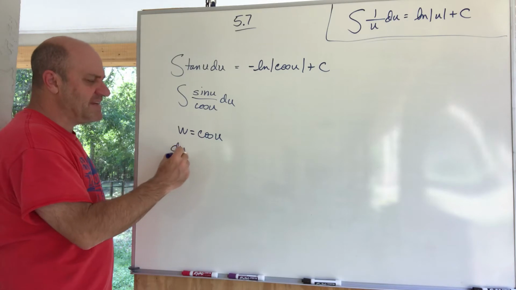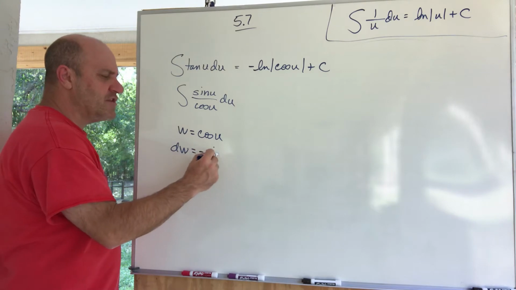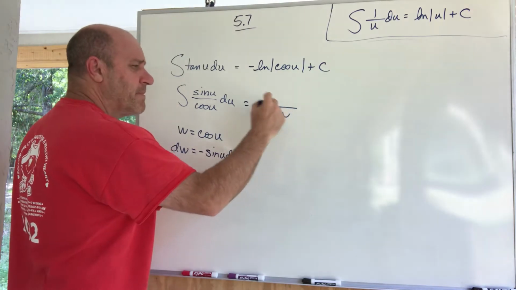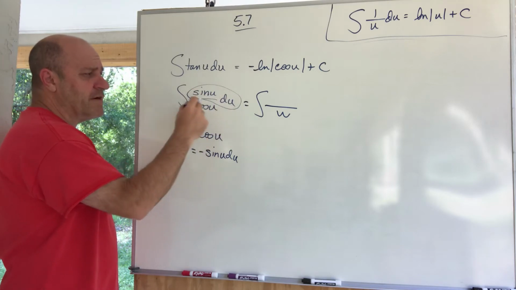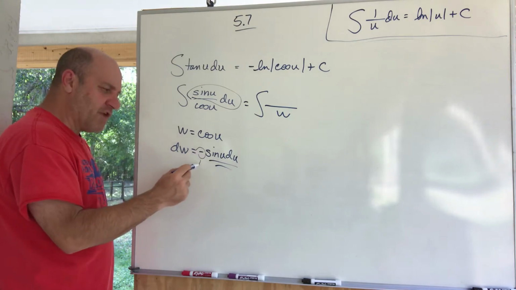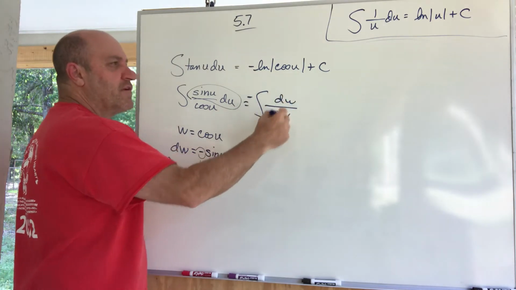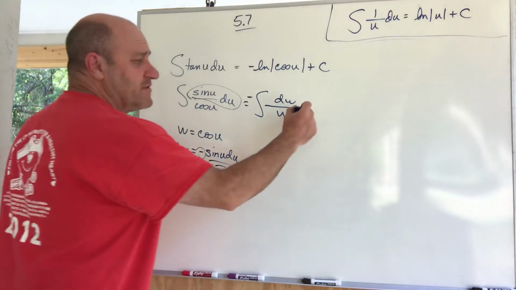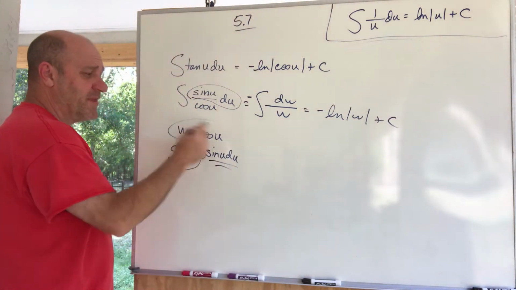What's the derivative? I need dw. The derivative of cosine is negative sine u du. Oh man, that makes me happy. I got a w in the denominator, and look at that numerator. Sine u du is my dw. It's off by a negative sign. I move the negative sign over here. In fact, I'll just put it out front. Negative dw over w, which is this rule, 1 over u du, 1 over w dw. The answer is negative natural log of w plus c. And what was w? The cosine of u.